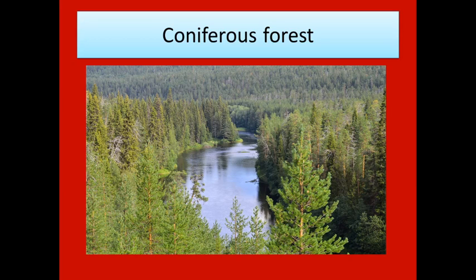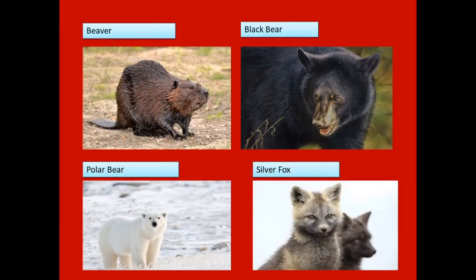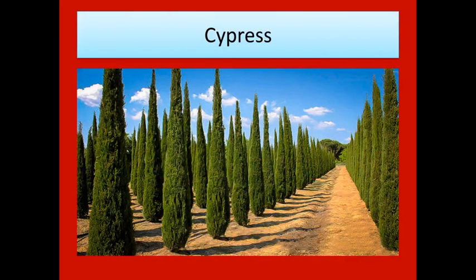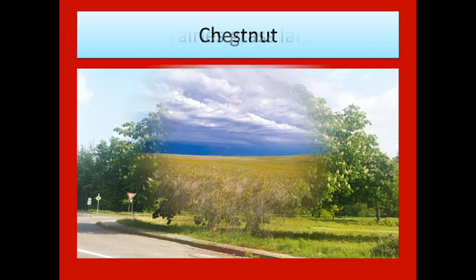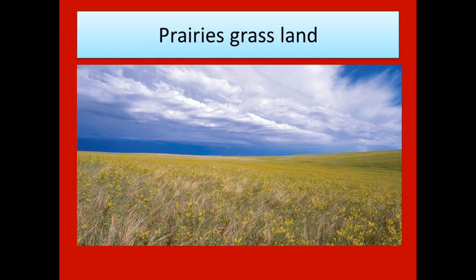Here you can see the coniferous forest picture. The animals, that is beaver, black bear, polar bear and silver fox. Cypress trees, the chestnut tree, and you can see the prairies grassland.